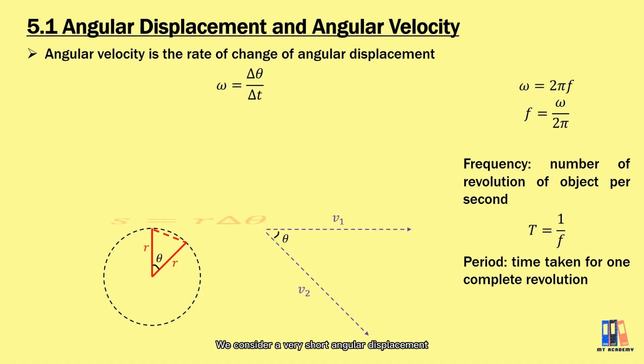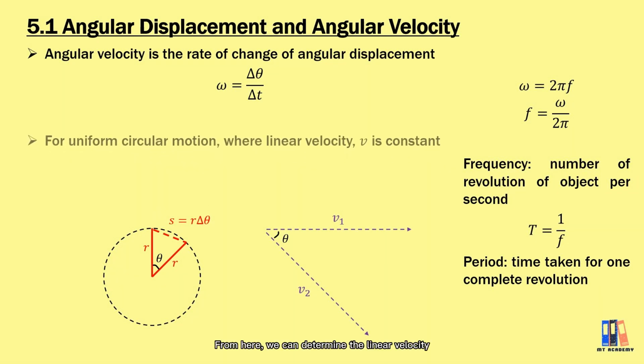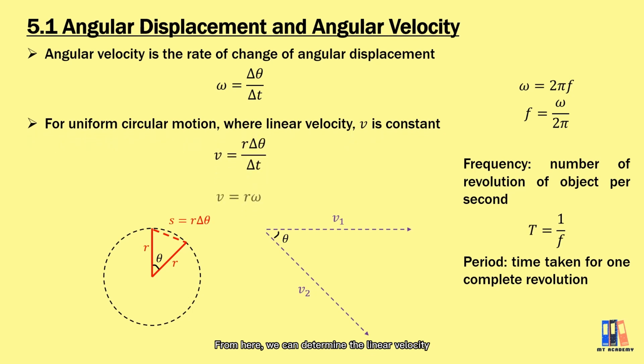We consider a very short angular displacement, so that the linear displacement of the object is almost the same as the arc length of the circular path, s equal to r theta. So from here, we can determine the linear velocity is r theta divided by time, and then we can obtain v is equal to r omega.